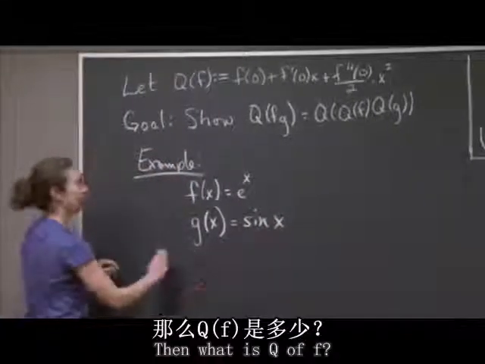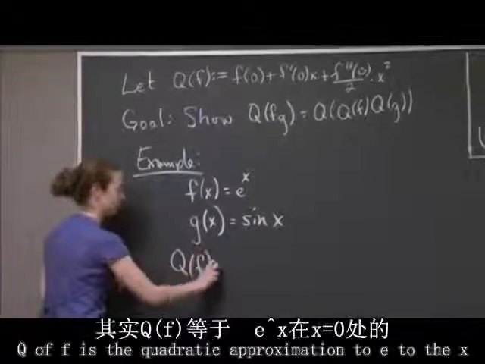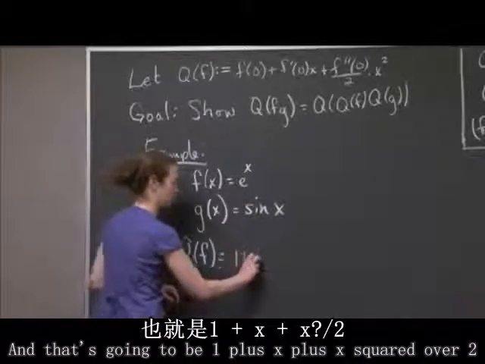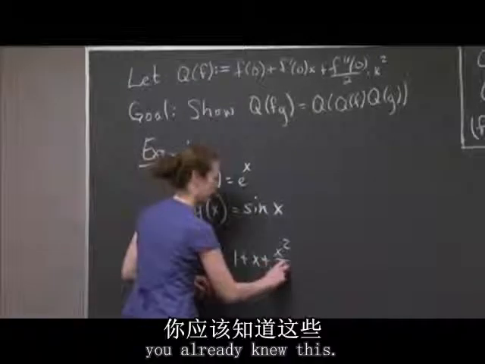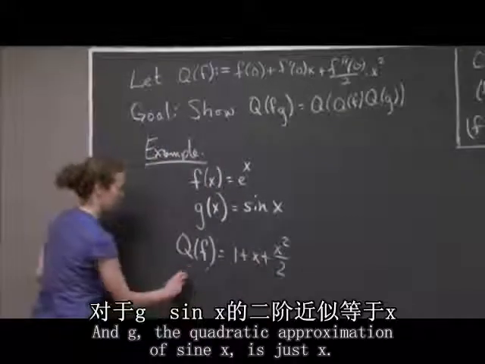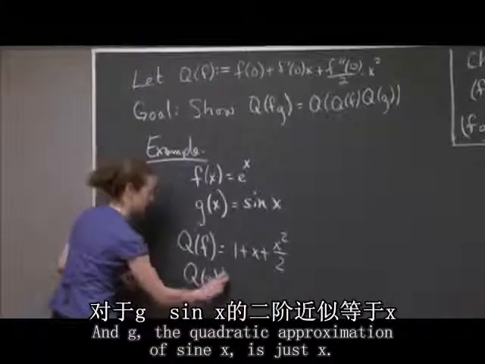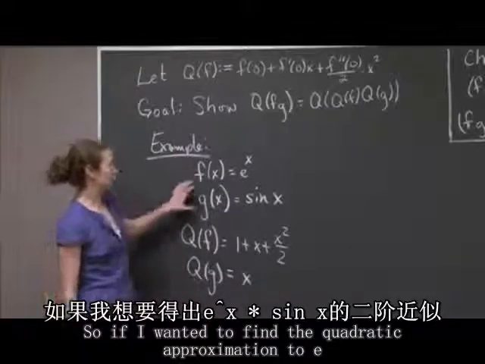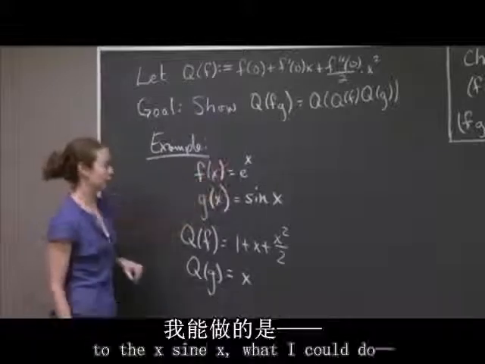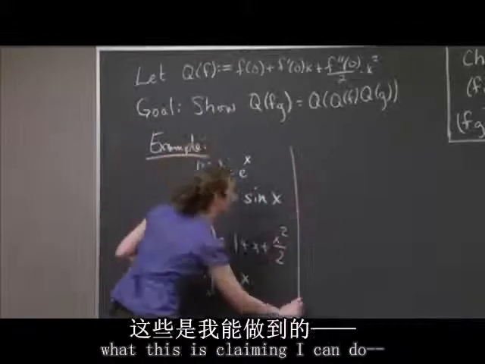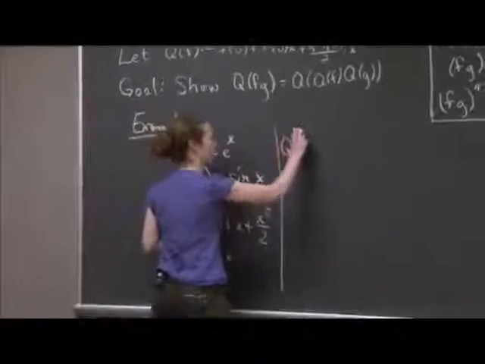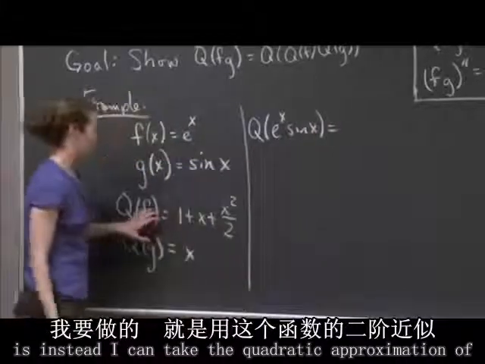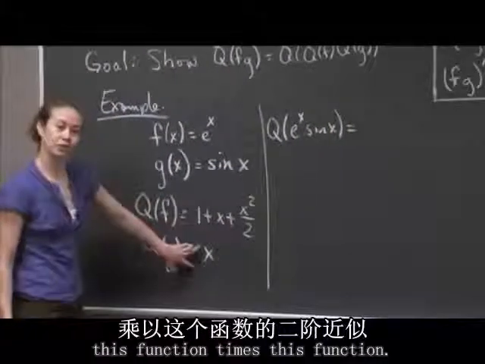Okay? Then what is Q of f? Q of f is the quadratic approximation to e to the x at x equals 0, and that's going to be 1 plus x plus x squared over 2. You already knew this. And Q of g, the quadratic approximation of sine x, is just x. So if I wanted to find the quadratic approximation to e to the x sine x, what this is claiming I can do is instead take the quadratic approximation of this function times this function.